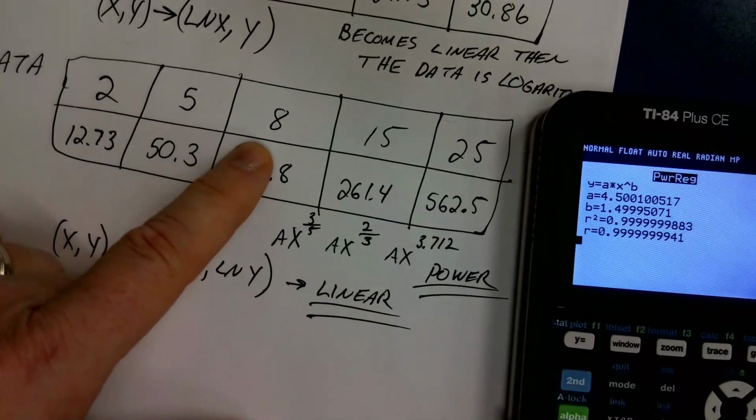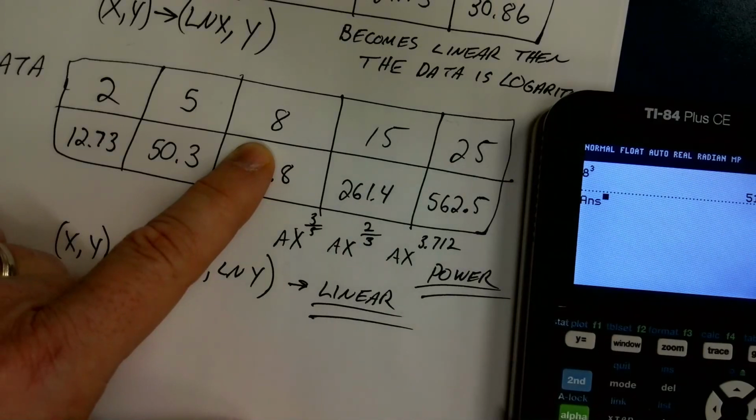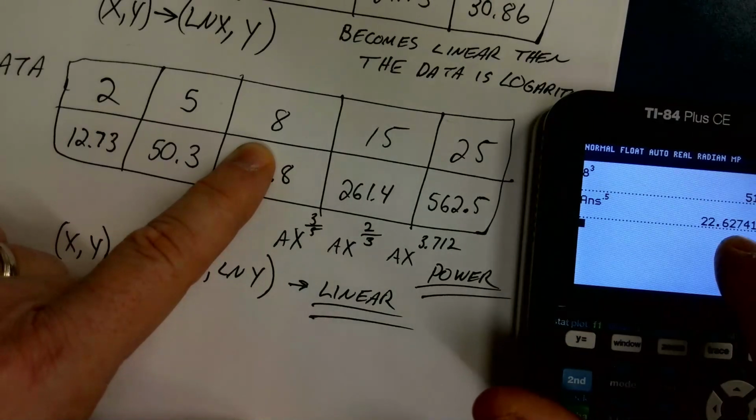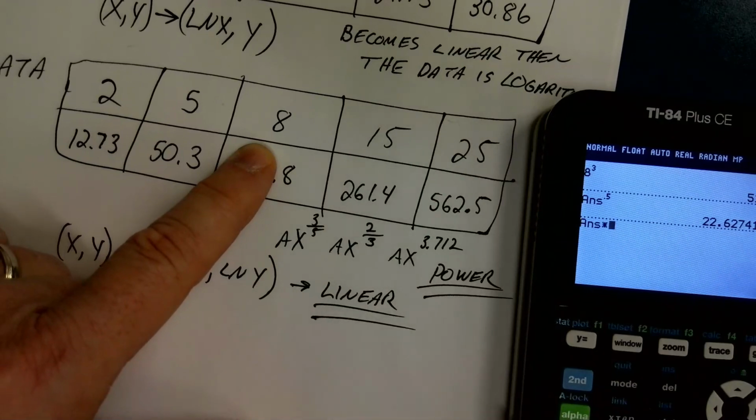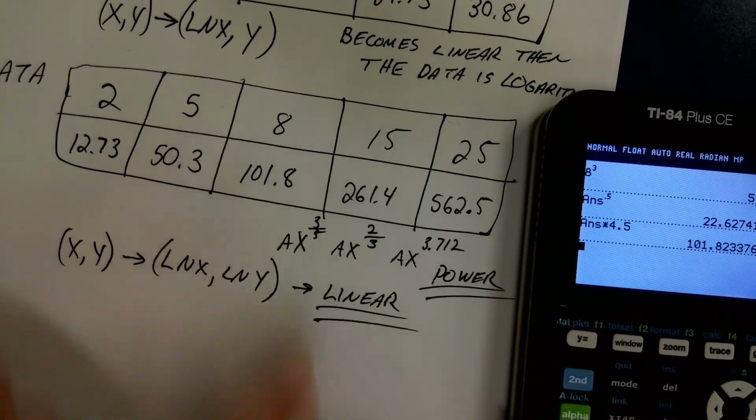Let's just try this, see if it works. 8 raised to the 3rd power, enter, cubed it, and then raised to the 0.5 power, square root it, good, and then times 4.5. And 101.82, 101.8, that's good. Those were just rounded numbers.